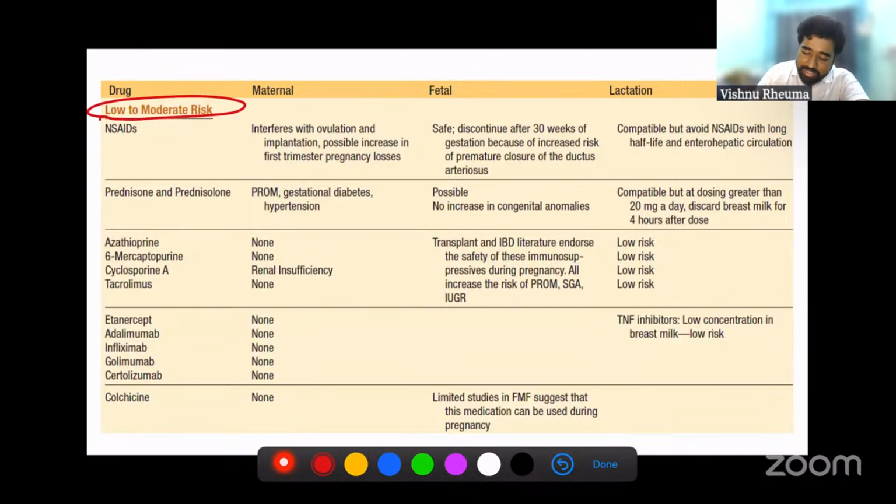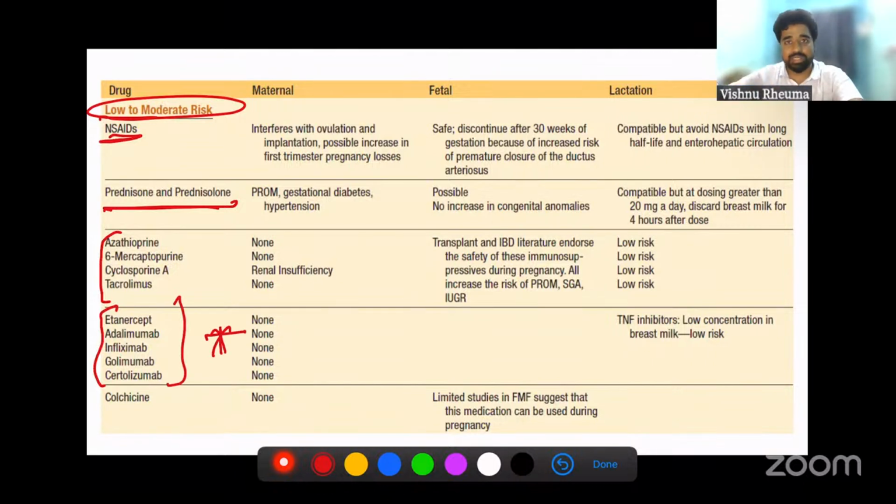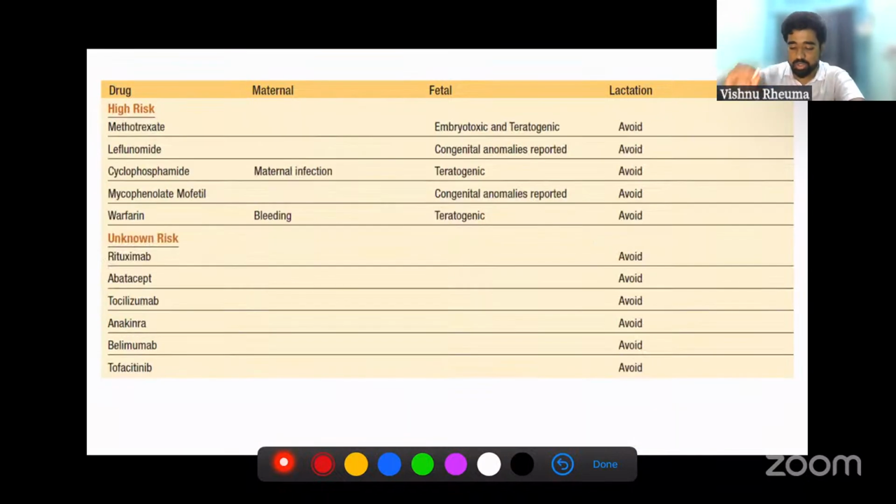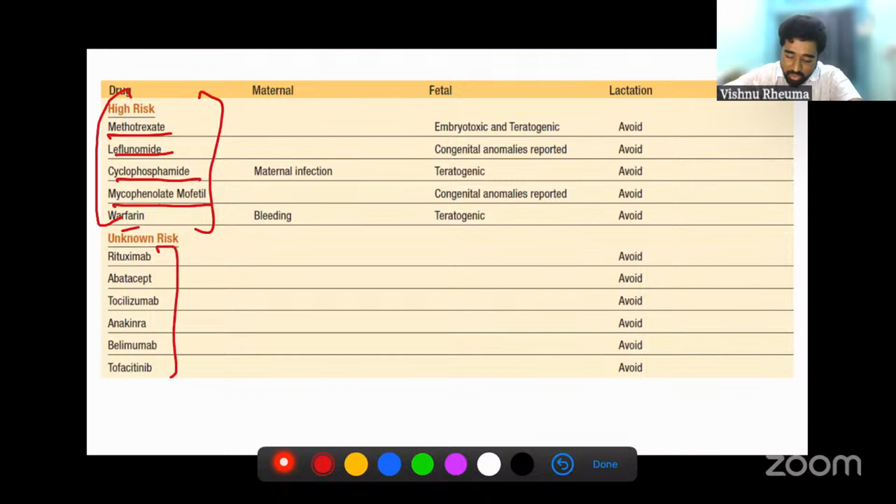Then low to moderate risk: NSAIDs we discussed, steroids we discussed, azathioprine, etc. All of these TNF alpha inhibitors also we discussed. Especially certolizumab can be given actually, but others should not be given. Colchicine also can be given. So these are high risk to be avoided: methotrexate, leflunomide, cyclophosphamide, MMF, and warfarin. These are teratogenic, and these are also important drugs.